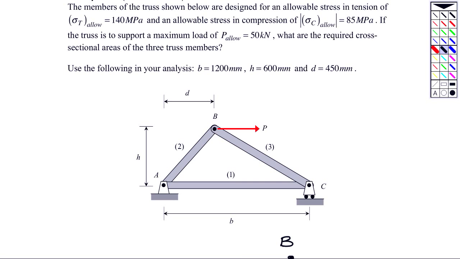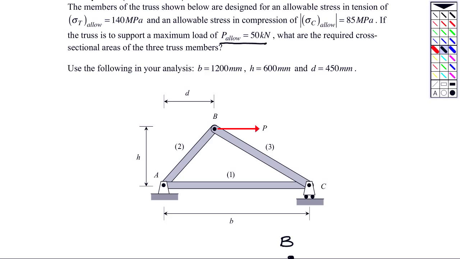In this example, we're faced with the idea of trying to design this truss. The truss, we know a couple things. One is that the load P, which is acting there at pin B, will not exceed 50,000 newtons. The second thing is the material out of which we're going to make our legs has a different allowable stress in tension than it does in compression.